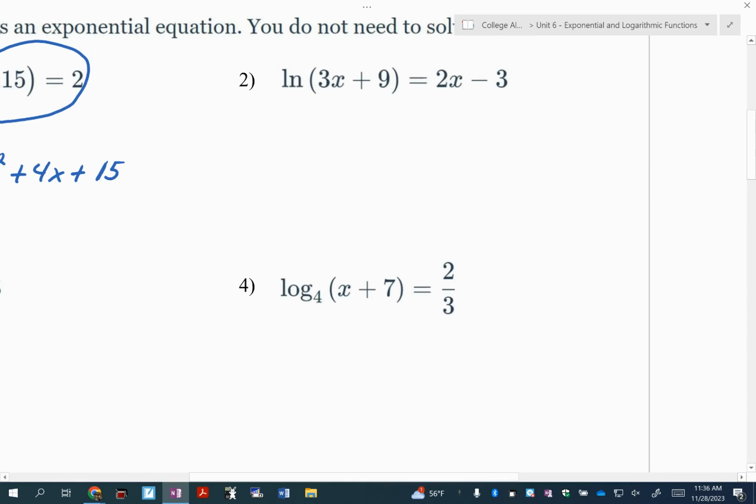This one's a little trickier because there's no base, but it says ln, which represents the natural logarithm. So the base for that is going to be an e. So it's e raised to this power equals the 3x plus 9. So e to the 2x minus 3 power equals 3x plus 9.